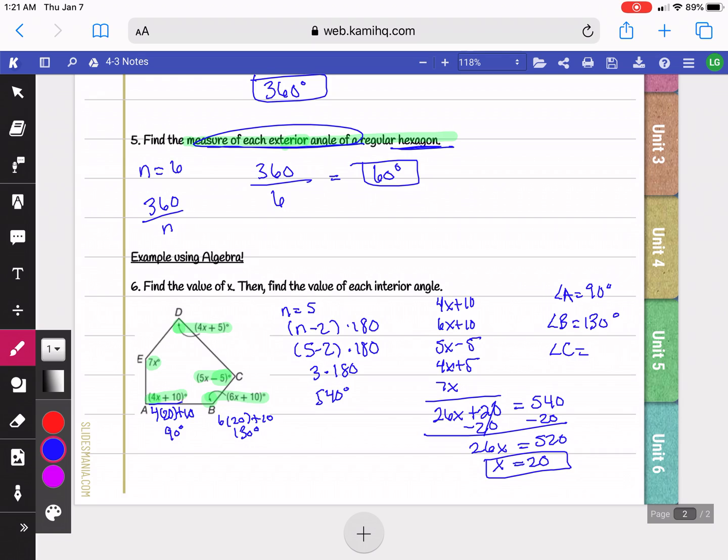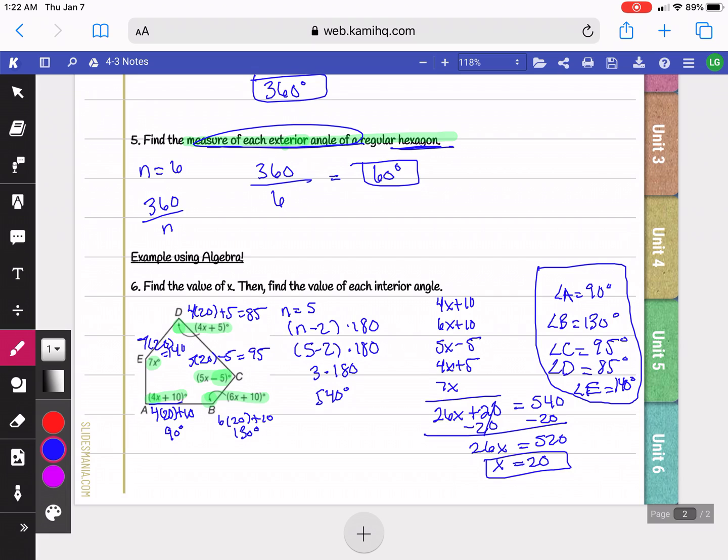Now for angle C, I'm going to plug in 20 again. 5 times 20 is 100, minus 5 is 95 degrees. I'm going to continue with angle D. This is going to be 4 times 20 is 80, plus 5 is 85 degrees. And lastly, we can do angle E. 7 times 20 is 140 degrees.